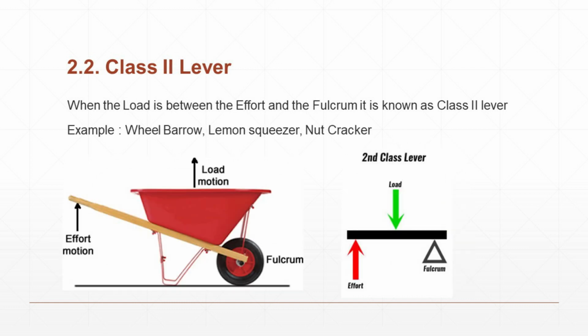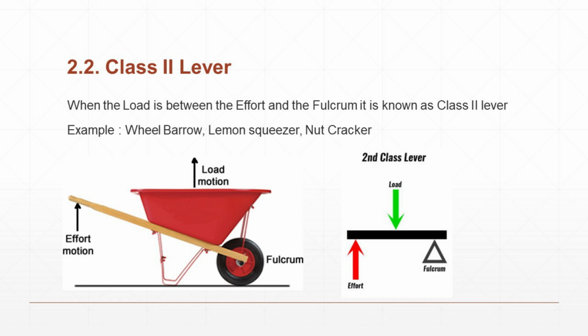Next, class 2 lever. When the load is between the effort and the fulcrum, it is known as a class 2 lever. Examples: wheelbarrow, lemon squeezer, nutcracker, etc. See the picture: the load is in the middle, and fulcrum and effort are on both sides.